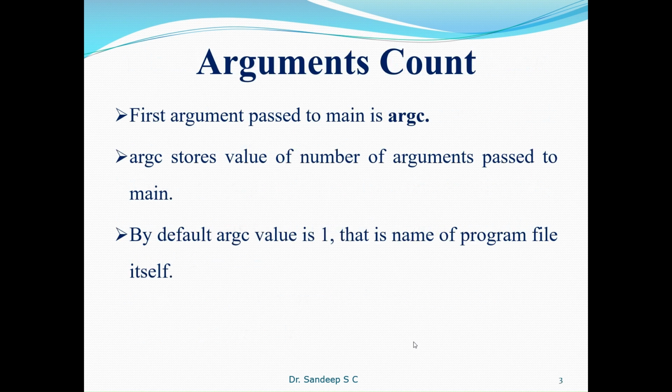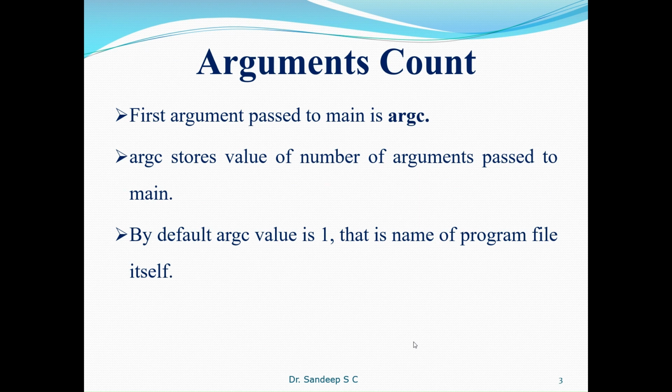Now, the first argument passed to main is argc, that is the argument count. That gives you how many arguments we are passing to the main function. By default, the argc value will be 1. That is, one argument is always taken by the main function by default. So argc will always be 1 if we don't pass any arguments. If we pass any additional arguments, then accordingly the value of the argc variable will change with respect to the number of arguments we pass.